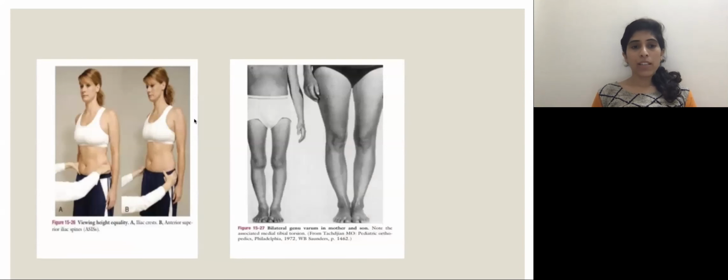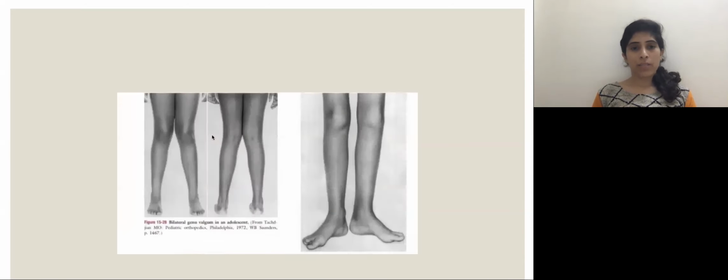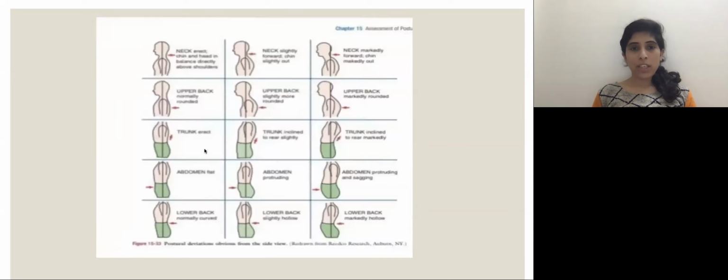So here you can see the PSIS and ASIS levels should be checked. Then bilateral genu varum, whether it is there or not, should be checked. Here, in the mother and in the son, this level should be checked. Again the deformities, that is the adult deformity genu valgum. Then we'll check for foot deformities.